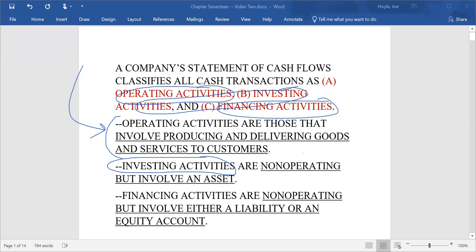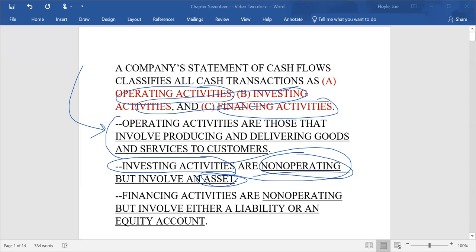You'll also see, though, on the statement of cash flows, investing activities. These are cash flows that come from non-operating activities. They are not part of producing and delivering services or products. It's something slightly different than the day-to-day activities of the business. But if it's an investing activity, it has to involve an asset. So if you buy, for example, a piece of land, unless you're in the real estate business, that's going to be an investing activity. It's not part of the day-to-day operating activities, and it involves an asset.